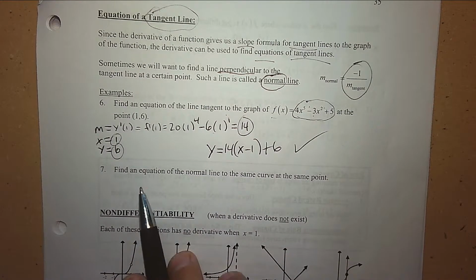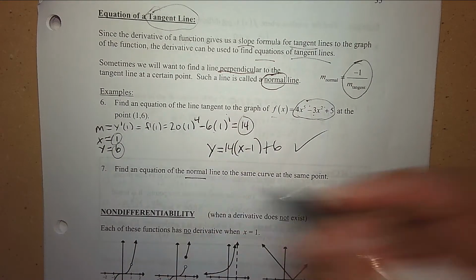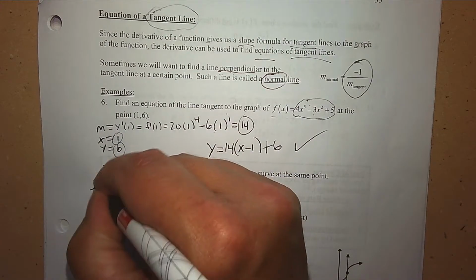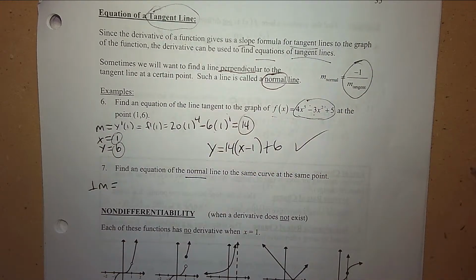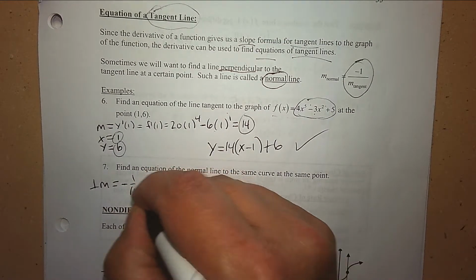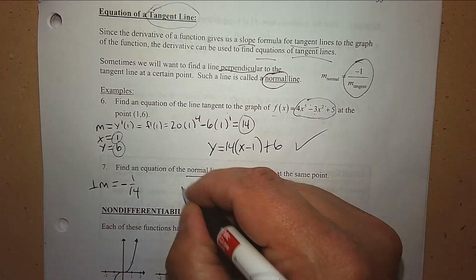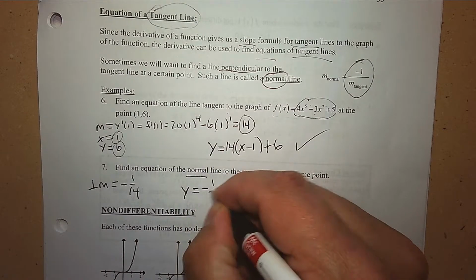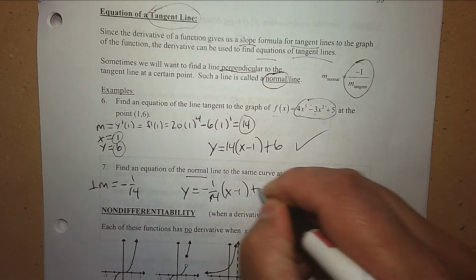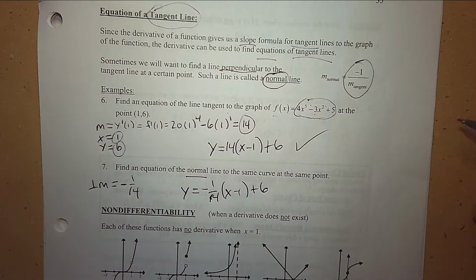Find an equation of the normal line at the same point. I already did the work. The only thing I need to change is what? So what would the slope be? Not negative 14. There you go. So the equation would be y equals negative 1 over 14 times x minus 1 plus 6. Same thing. It's only the slope that changes.